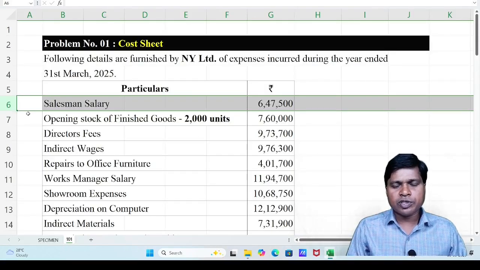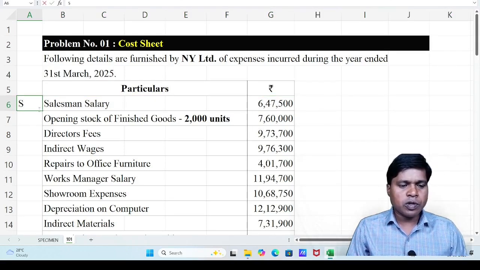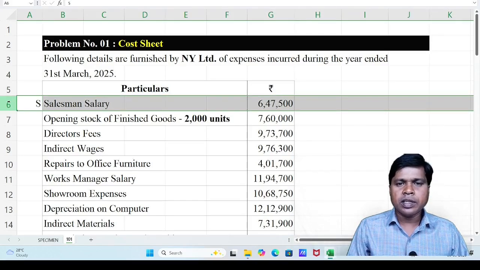Student, after reading the question, we have to use one very important trick. You can see all cost elements in the question are not given as per the order of the statement of cost or specimen of cost sheet. In this case, we have to use that trick. Salesman salary is a cost element of selling and distribution overheads. So I am marking S for selling and distribution overheads. It means salesman salary is a cost element of the selling and distribution overheads group.